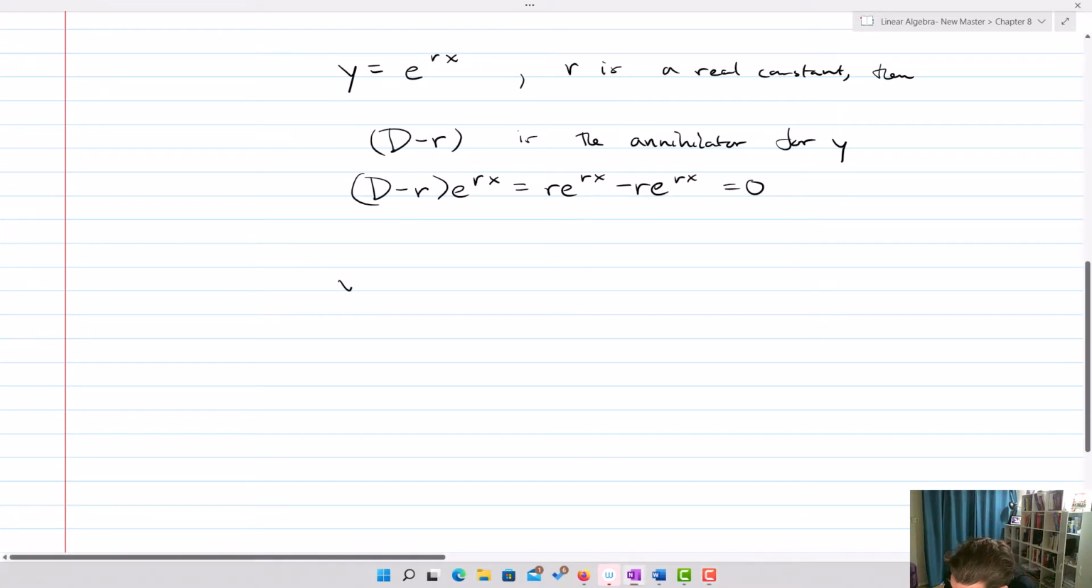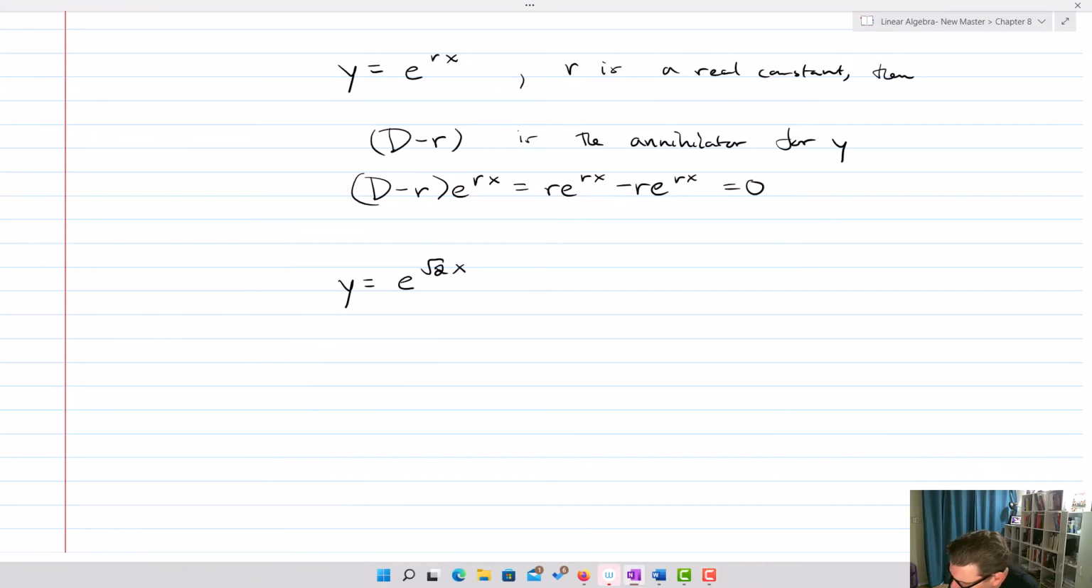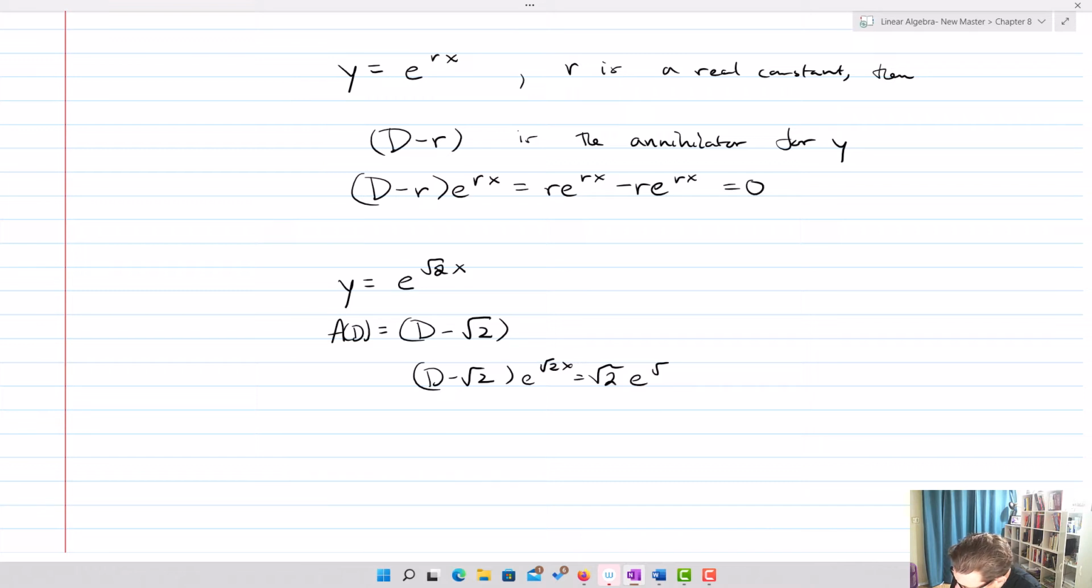Let's say, for example, I have y equals e to the square root of 2x. Its annihilator is going to then be d minus root 2, okay? And you can see that d minus root 2, we'll call it A of D, that's our notation for annihilator. And you can see that d minus root 2 applied to e to the root 2x is going to be zero, since the derivative gives root 2 e to the root 2x.